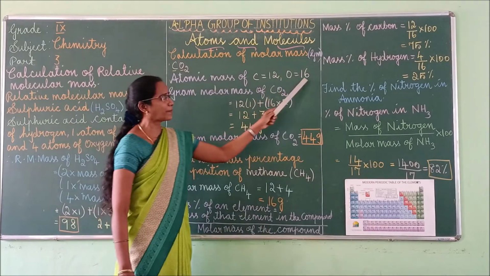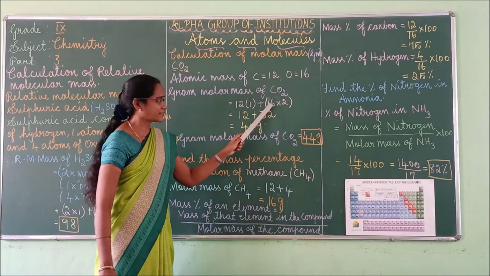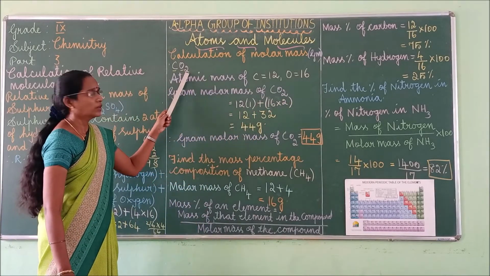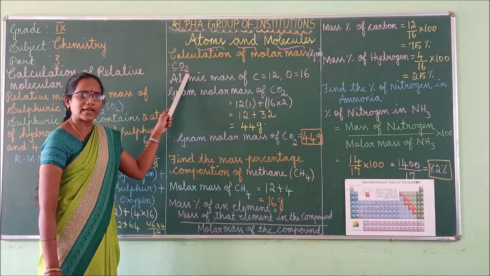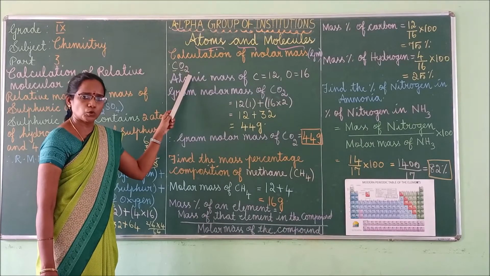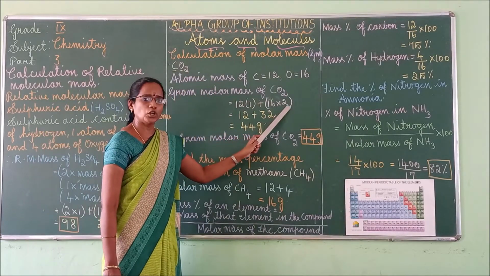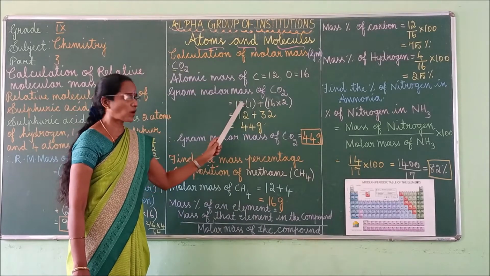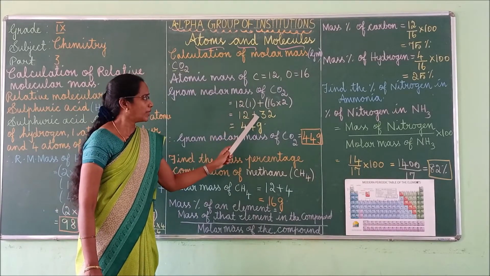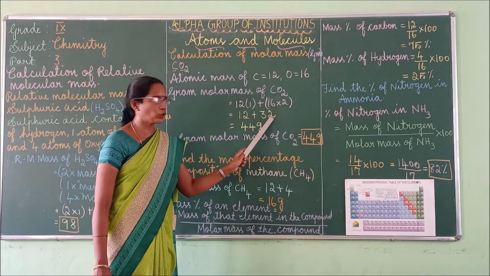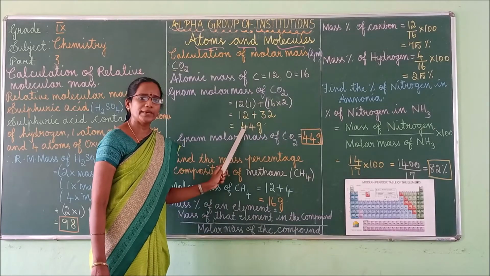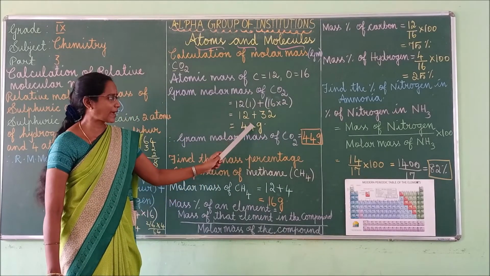Next, what is the atomic mass of oxygen? It is 16. Now you have to check how many oxygen atoms are present. It is 2, isn't it? So 16 into 2. That is equal to 12 into 1 plus 16 into 2, 32. So 12 plus 32, you will be getting 44 grams.